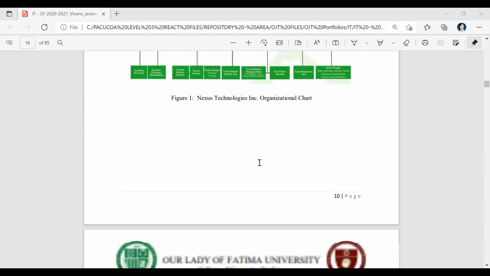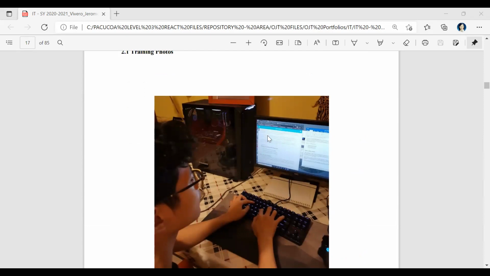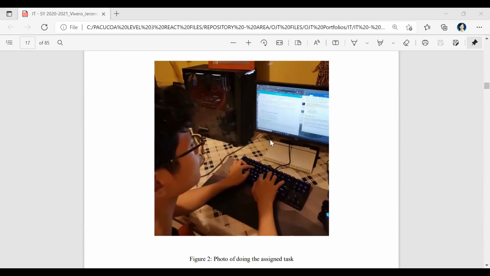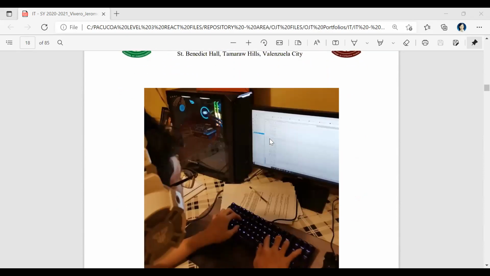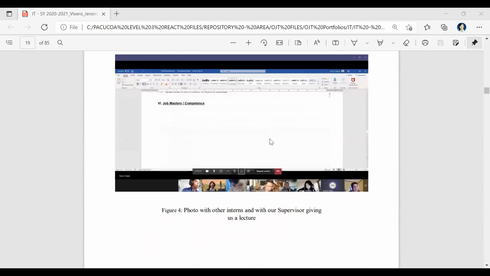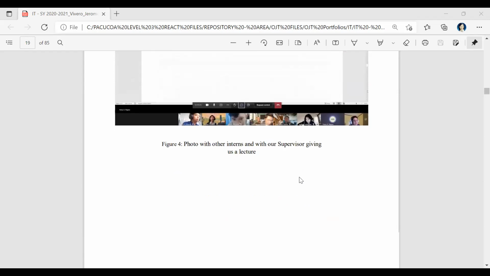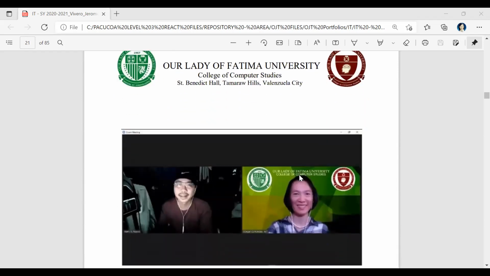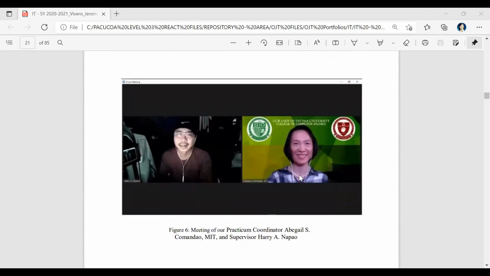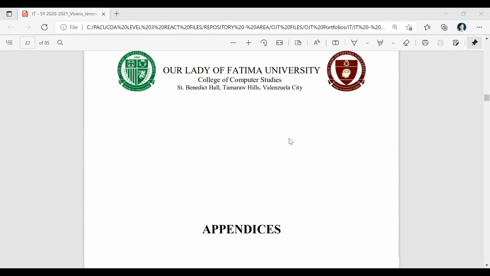And then you need the org chart. Now, for those doing the online internship, majority of you are doing this, you need your training photos. So like this student is on work from home, and this is his photo while he's doing the task. And his photo with the other interns as their supervisor is giving a lecture. And this is their online meeting with their superior. He also provided the picture that I have with the industry partner representative.